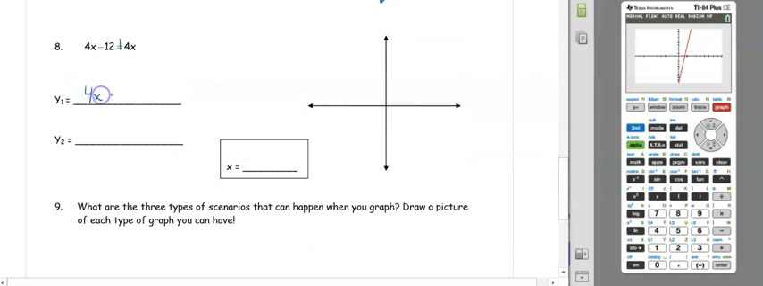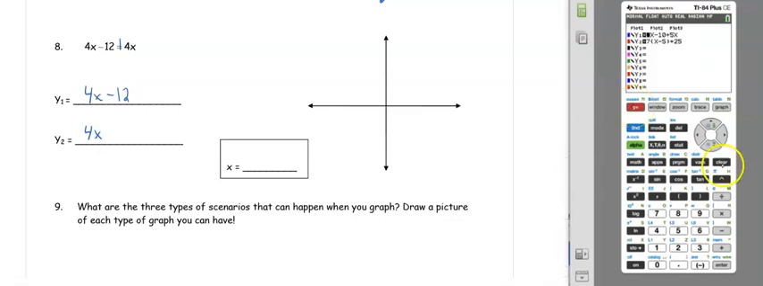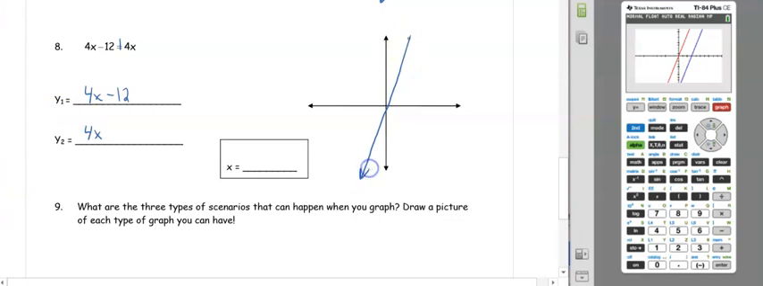So here we have 4x minus 12, and we have 4x. So in y1, we're going to type 4x minus 12, and in y2, we're going to type 4x. When we graph this time, we have two lines that have the same slope, they look like they're going in the same direction, so they're never going to intersect. These are parallel lines, and parallel lines have no solution. So we can draw our graph here, and then we would have no solution.